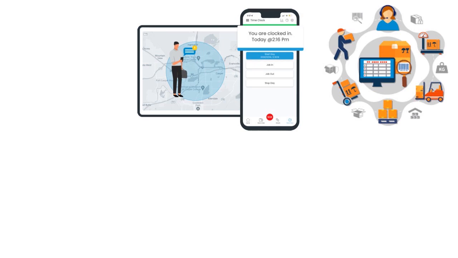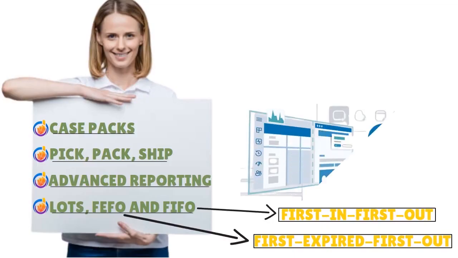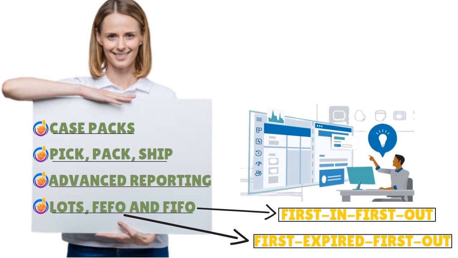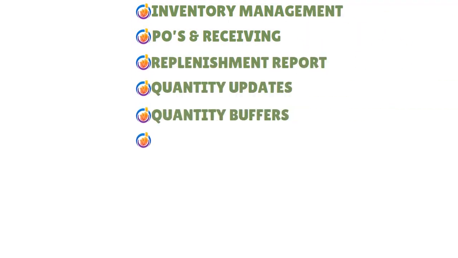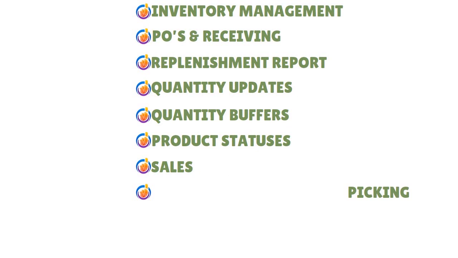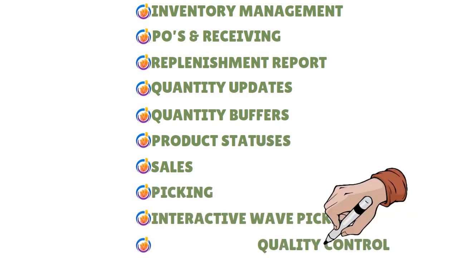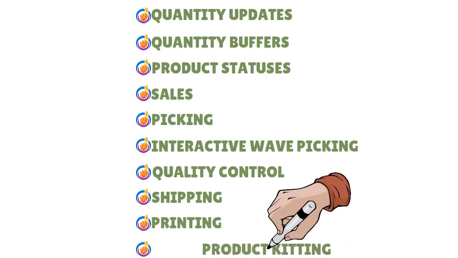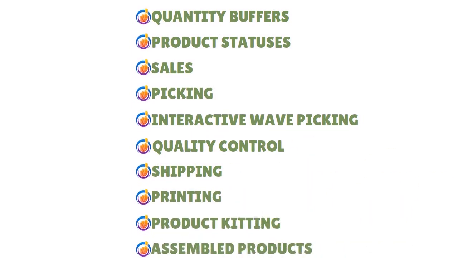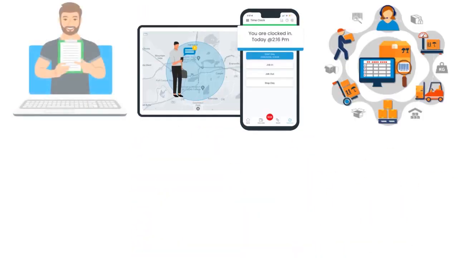Okay, so when we talk about SkuVault core features in general, as they relate to warehouse management, we're speaking about inventory management, POs and receiving, replenishment reports, quantity updates, quantity buffers, product statuses, sales, picking, interactive picking, you have quality control, shipping, printing, you have product kitting, you have assembled products.